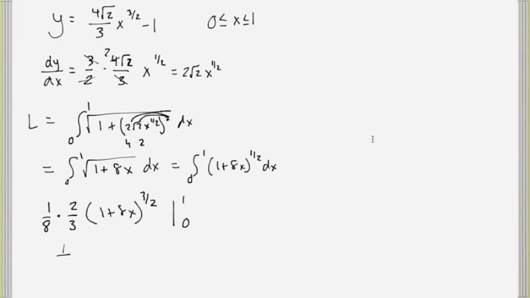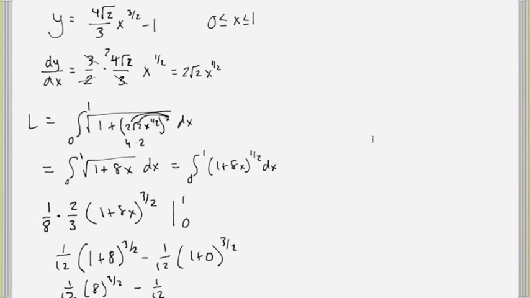So I end up then with 1/12 of plug in 1 minus plug in 0. And I get 1/12 of 9 to the 3/2 minus 1/12. 9 to the 3/2, thank you. To evaluate 9 to the 3/2, I do the bottom first. Remember that fraction exponent is really saying we're doing a square root of 9 cubed. I don't know what 9 cubed is, so I'm going to do a square root instead. So I take the square root and I get 3, and then I cube it and get 27. It doesn't matter which one you do first. And so then I get 27/12 minus 1/12, which is 26/12, or 13/6.